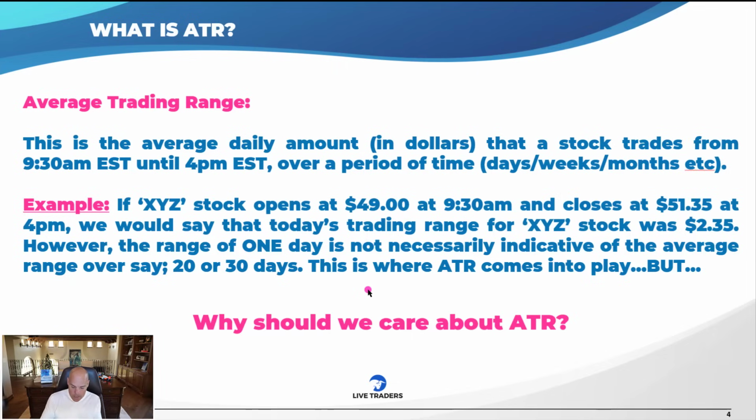The range a stock trades from 9:30 to 4 p.m. over a period of time. And that period of time is malleable. You can change the period of time, but it gives us a general idea of what we can expect that stock to trade today in range, okay?